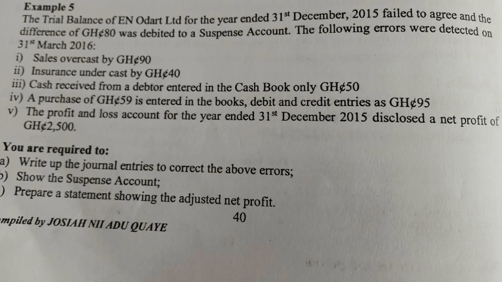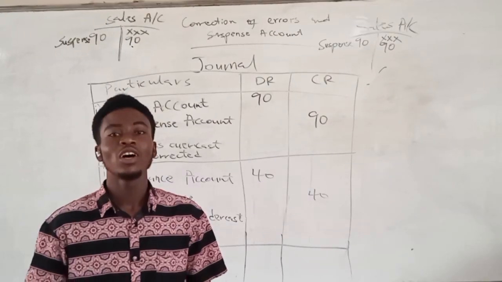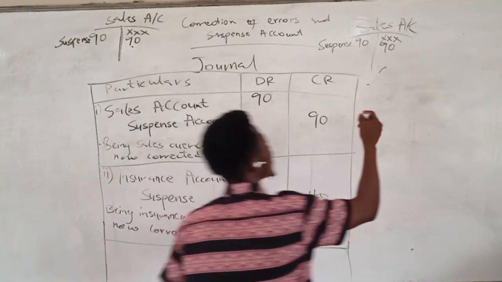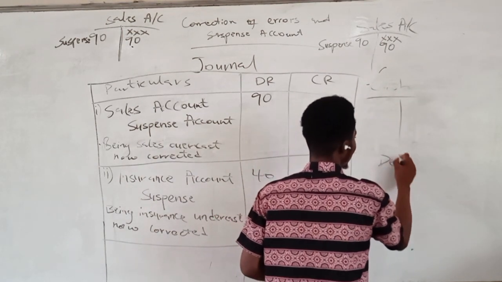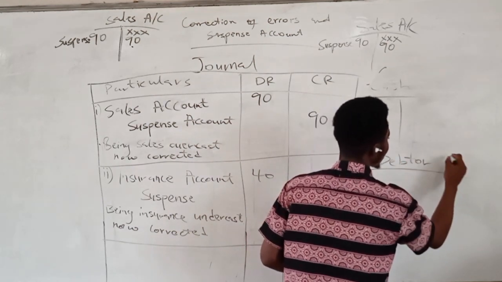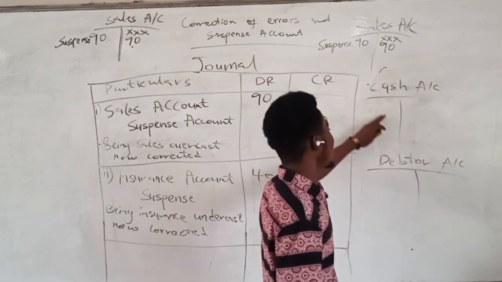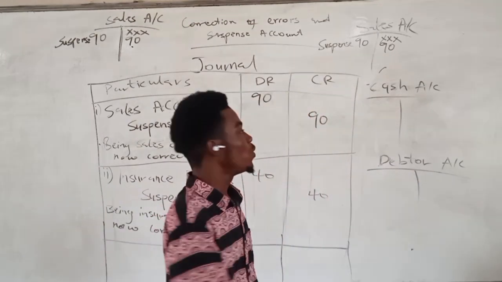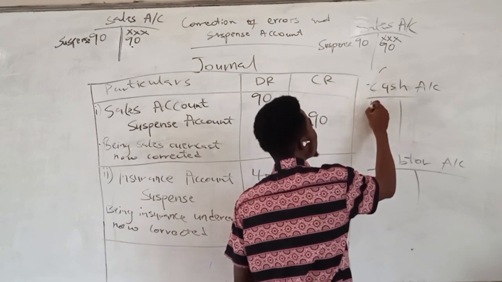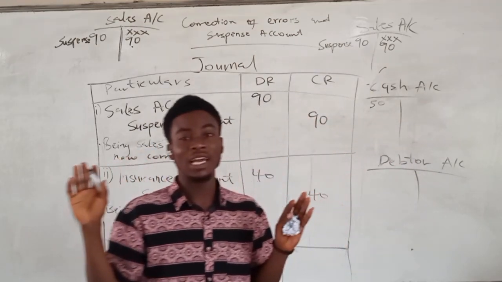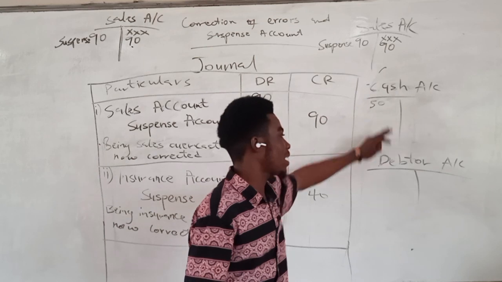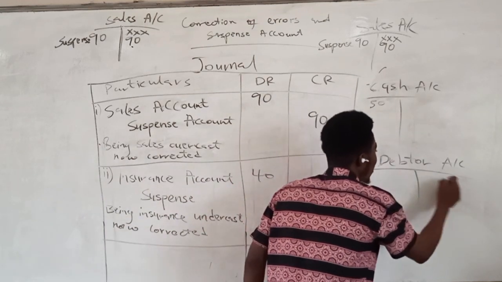Okay. So you have cash received from a debtor entered in the cash book only, 50. So let's say cash received from a debtor. Let's see the accounts involved. We have a cash account and then we have a debtors account. So we are receiving 50 here. So we debit cash account and then credit debtors account. But this is the case, we didn't credit the debtors account. We only debited cash account. So here you have to credit debtors account with the 50.